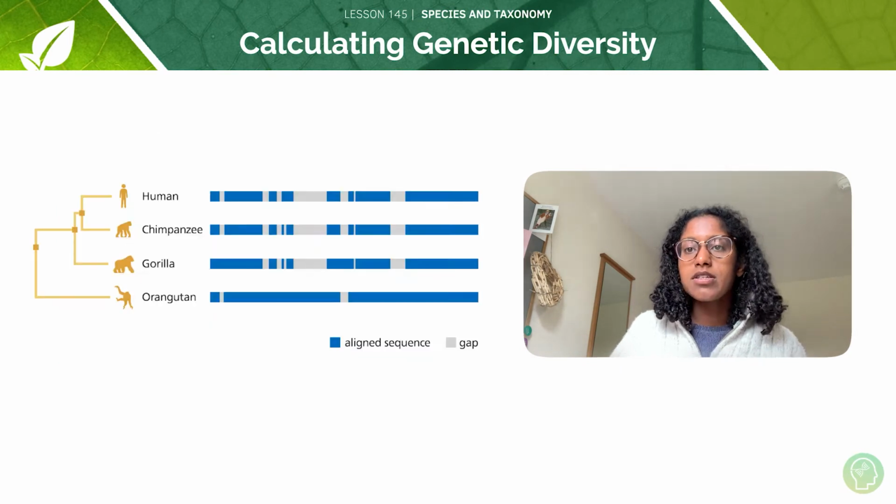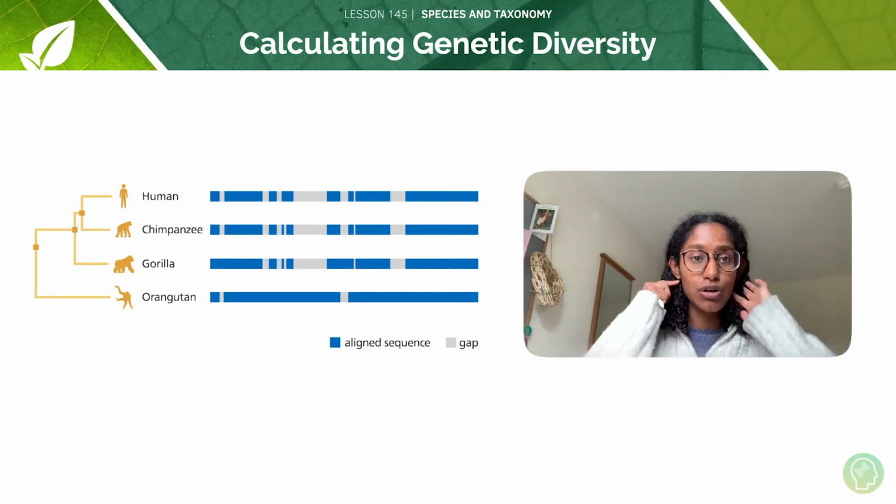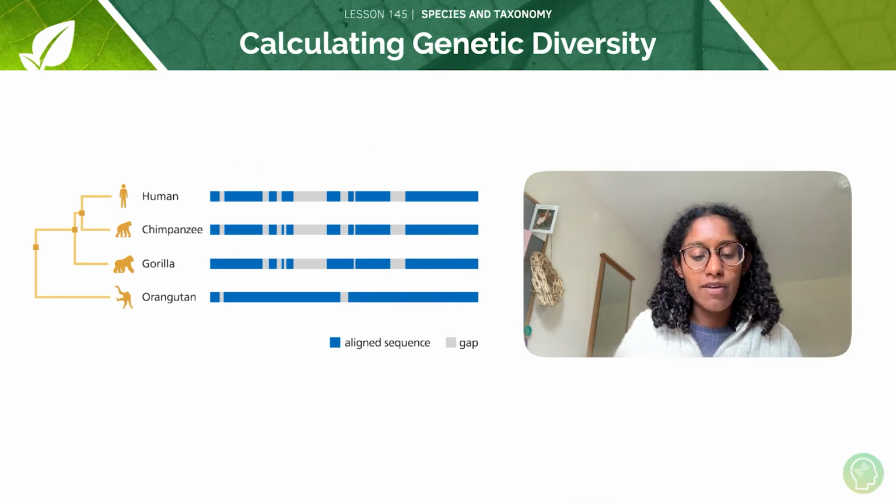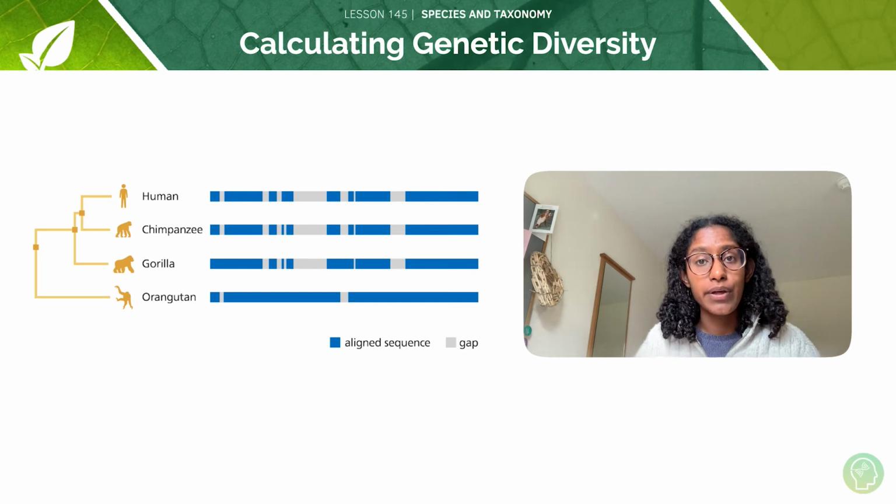Okay, so by aligning the DNA of one species to another, we can determine how similar the base DNA sequence is. So for example, we can see here that these sections of DNA are very, very similar between humans and chimpanzees, which makes sense because they're very closely related. And again, we know that by looking at this phylogenetic tree where we can see that they branch off at a point very close to each other.